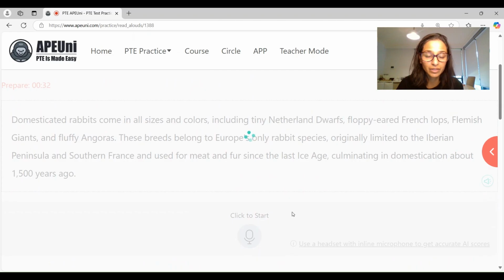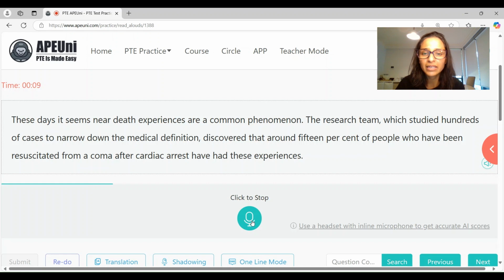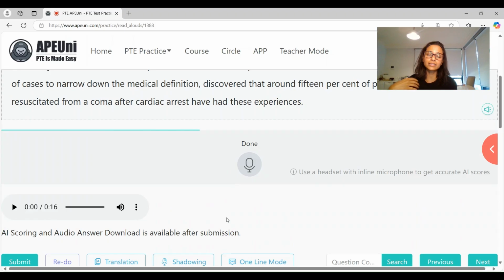Okay, so in this one, I'm going to show you what happens when you still don't cover the content, but you have dropped it and you've gone right to the end. These, it seems, death experience common, the research, which hundreds cases narrow down medical definition that 15 of people who have been from a coma after cardiac arrest have had experiences. Okay, 16 sentences. Let's see how we feel about that one.